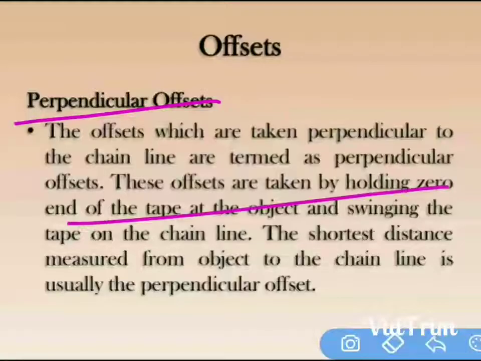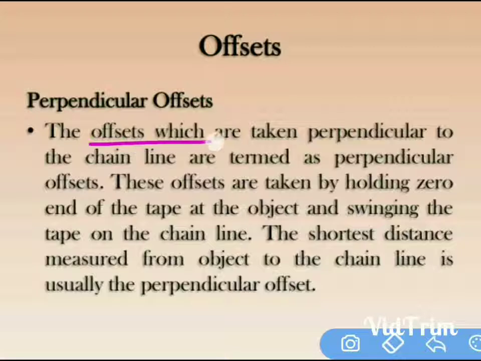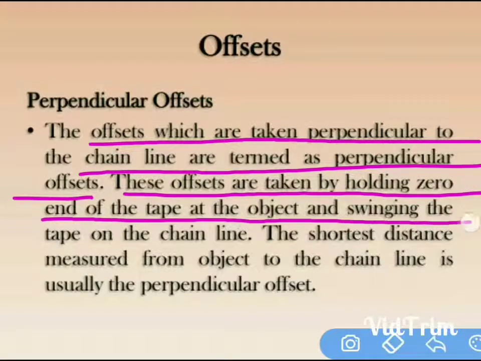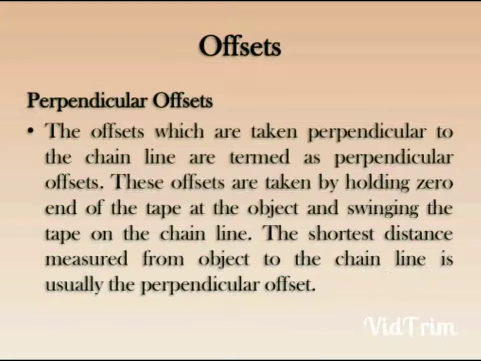See, this is a chain line. If we take a lateral measurement at 90 degrees, then that is a perpendicular offset. Offsets which are taken perpendicular to the chain line are termed perpendicular offsets. These offsets are taken by holding the zero end of the tape at the object and swinging the tape on the chain line. The shortest distance measured from the object to the chain line is usually the perpendicular offset.